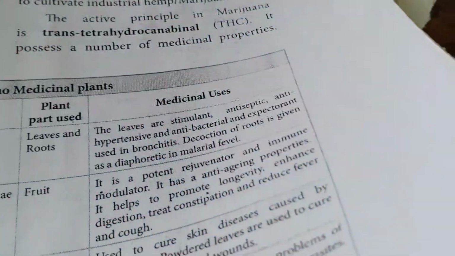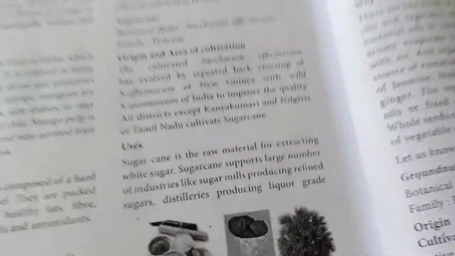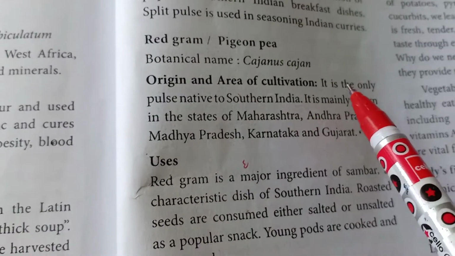So we are going to find out from where they are cultivated, the area of origin, from where they have come to our usage, from where it is cultivated and the place of its real birth. So we are going to study about 2 grams. One is the red gram, the other one is the green gram. Origin and area of cultivation.